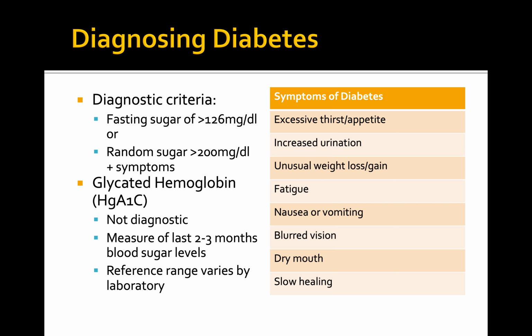Glycosylated hemoglobin, or the hemoglobin A1C, is a very important number to know. Although it's not diagnostic, it's a measure of the last 2 or 3 months of blood sugar levels.